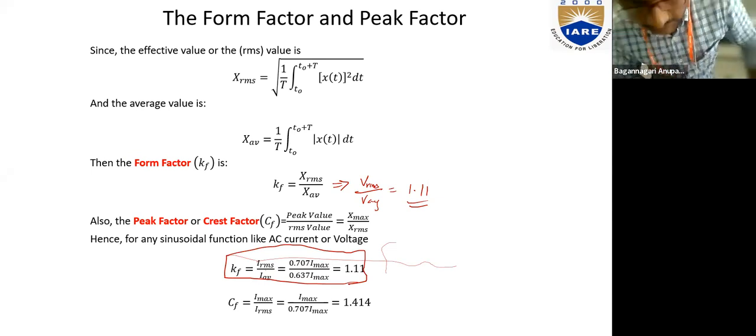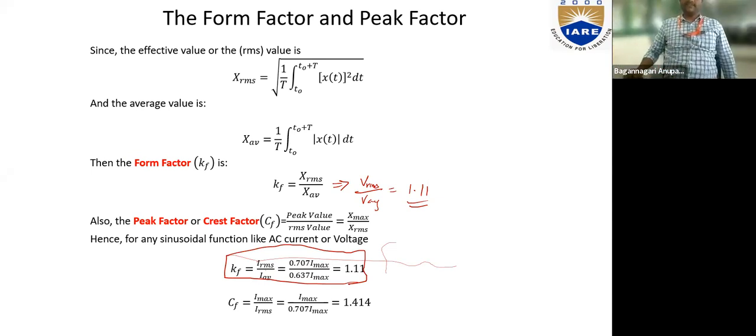Similarly, you also have something called peak factor or crest factor, which is the ratio of maximum value to the RMS value. Definitely we know that maximum value will be more than that of RMS, so the factor will be more than 1.1, equal to 1.414. These are the two factors which are mostly used for an AC system: RMS value, form factor and peak factor.